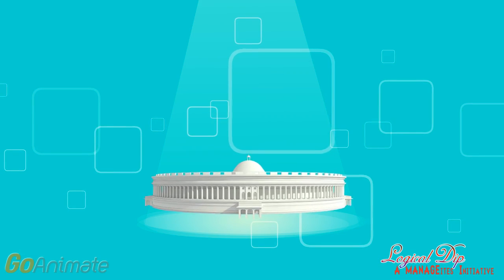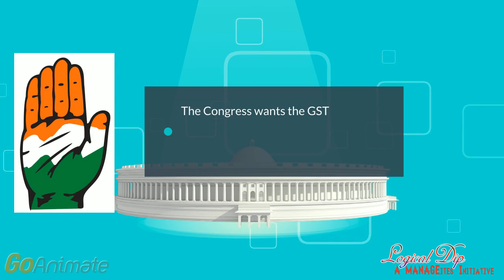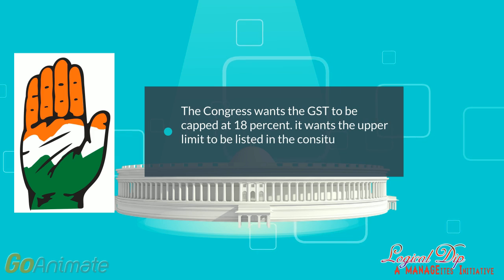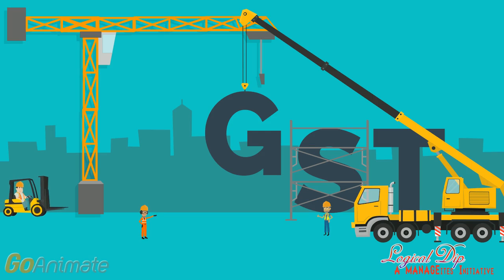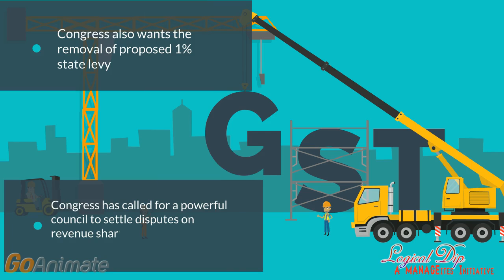What is Delhi discussing on GST? The Congress wants the GST to be capped at 18%. It wants the upper limit to be listed in the constitutional amendment. It also wants the removal of the proposed 1% state levy, and it has called for a powerful council to settle disputes on revenue sharing between the state and central governments.